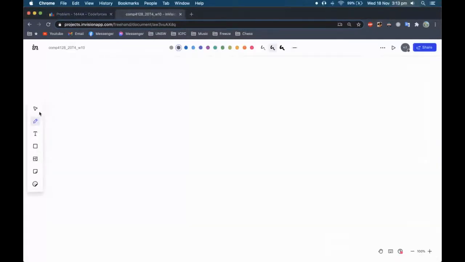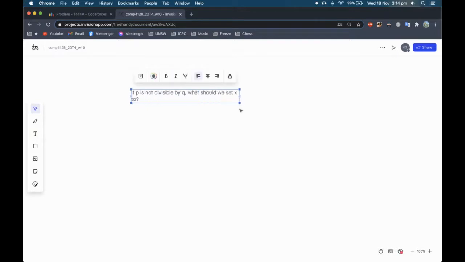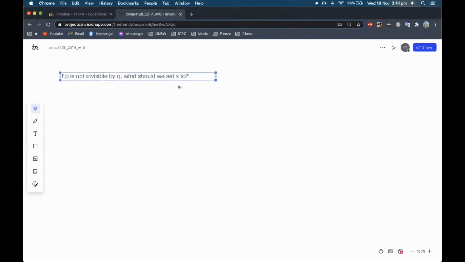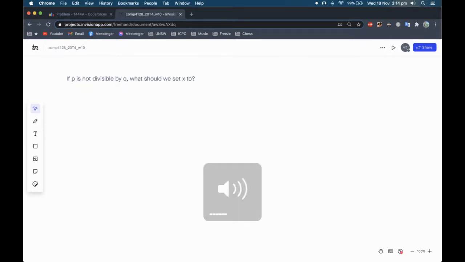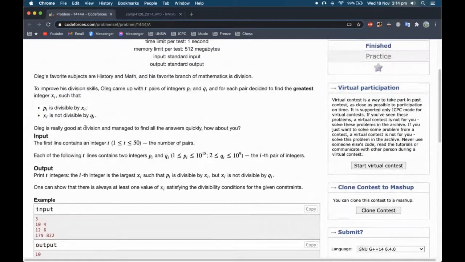Let's say, to begin with, if P is not divisible by Q, what should we set X to? I'll repeat that again. If P is not divisible by Q, what should we set X to? Right, we should actually set X to P. Why is that? Well, firstly, we have to check that it meets the two conditions.